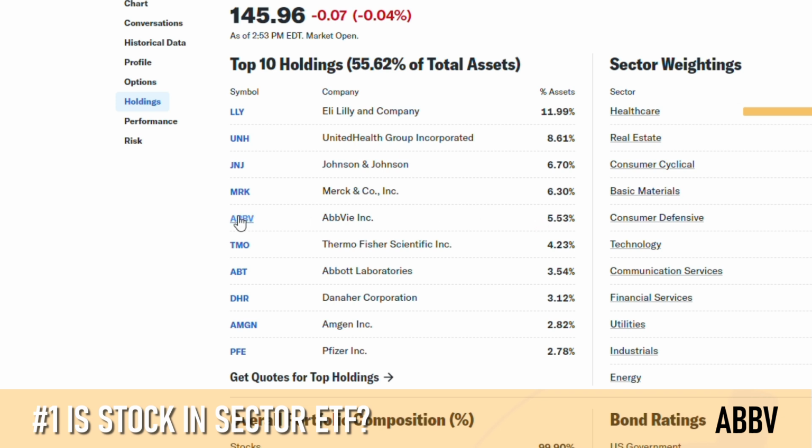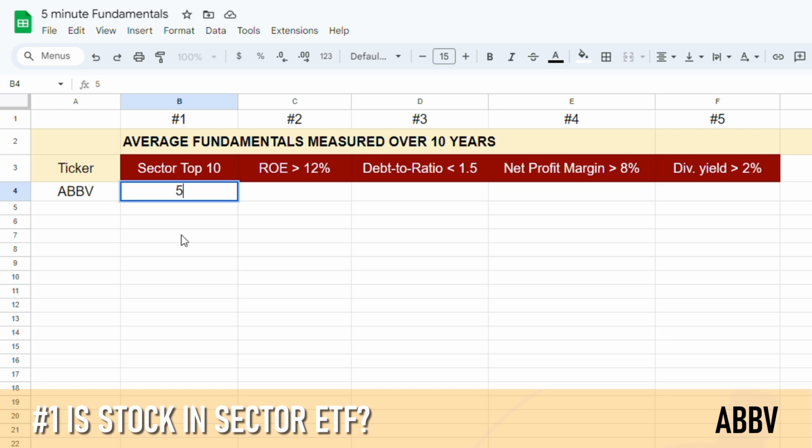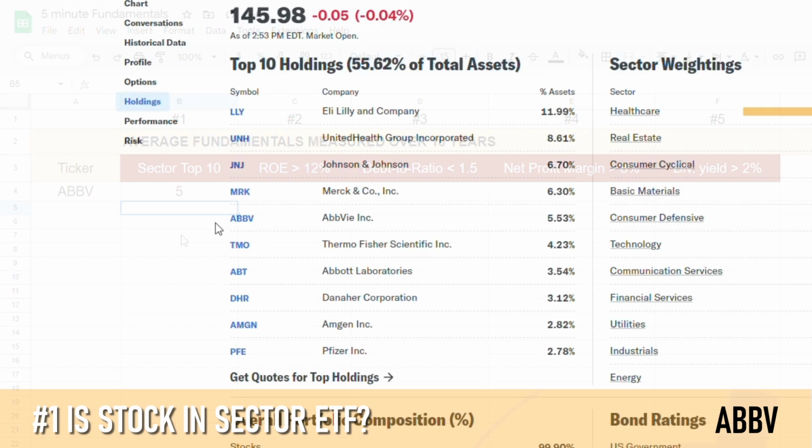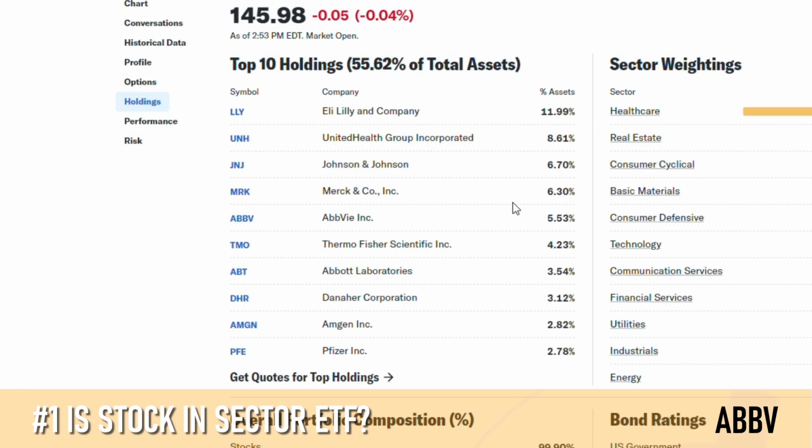As you can see, ABBV is represented in the ETF at number 5 after Eli Lilly, United Health Group, Johnson & Johnson and Merck. That might be a good start, as it tells me that this is a significant company and its representation in the ETF has a 5.53% weight. I list the sectors for completeness, between which all the stocks in the market can be divided. They are technology, financials, real estate, energy, materials, consumer discretionary and others.